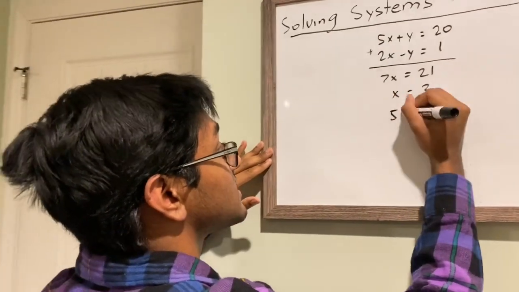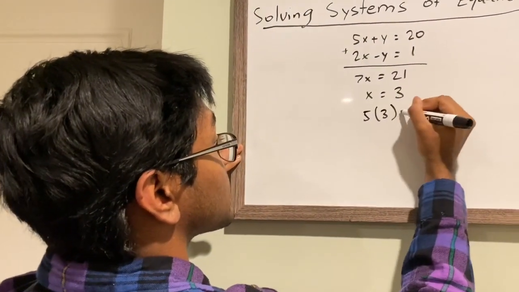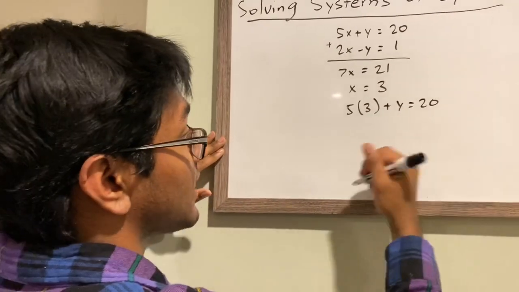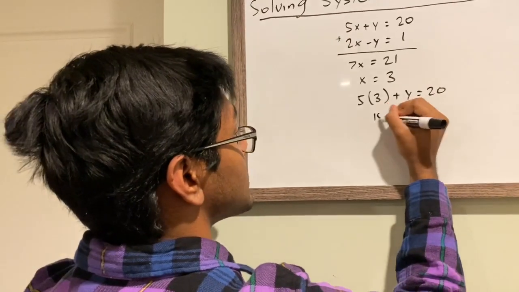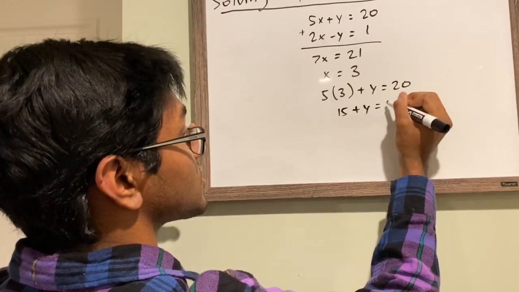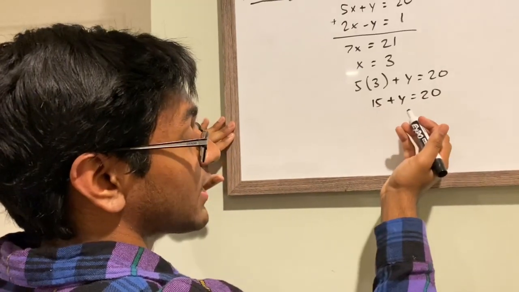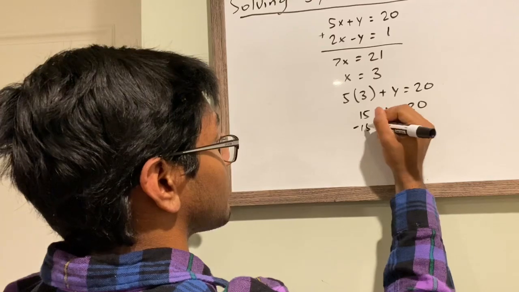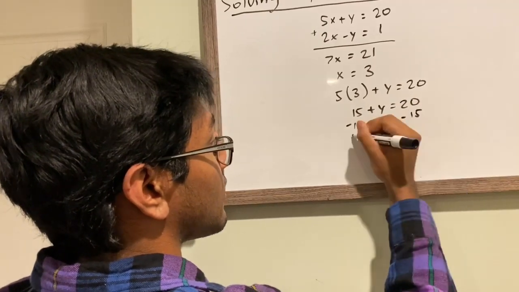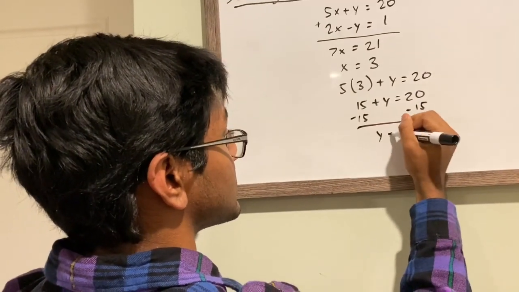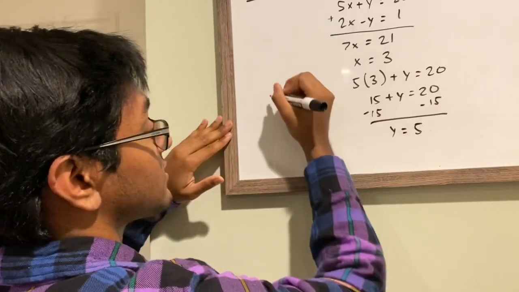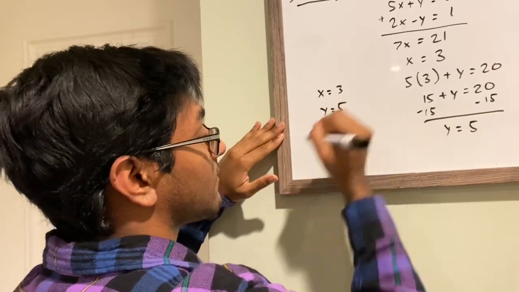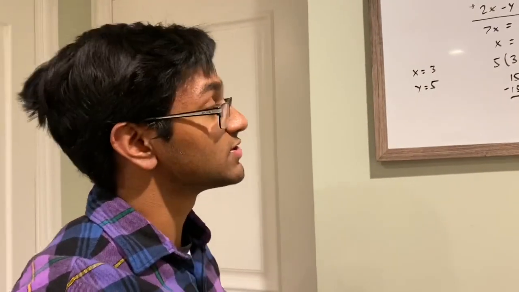So 5 times 3 plus y equals 20. So now we'll simplify and we'll combine like terms. So 15 plus y equals 20. And you want to isolate y, meaning it's the only variable on its side. And in order to do that, we subtract 15 from each side. And we get y is equal to 5. So our final answer is x equals 3 and y equals 5. And that's how you solve a system of equations using elimination.